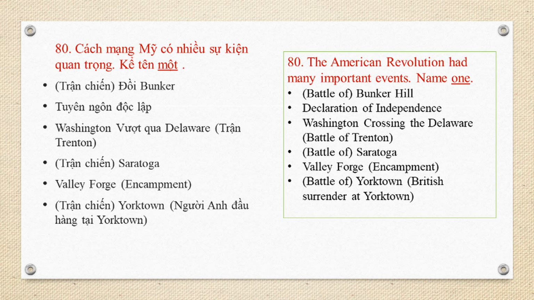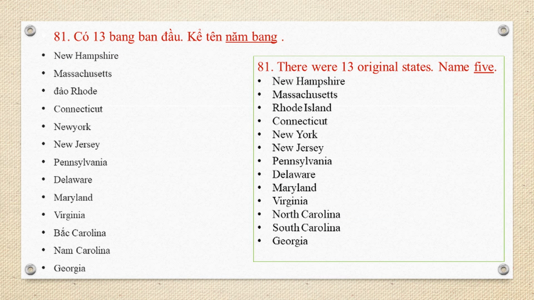81. There were 13 original states. Name 5. New Hampshire, Massachusetts, Rhode Island, Connecticut, New York, New Jersey, Pennsylvania, Delaware, Maryland, Virginia, North Carolina, South Carolina, Georgia.